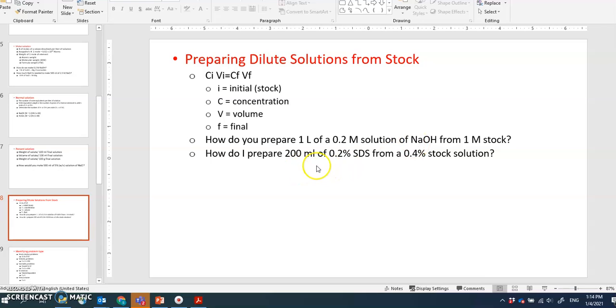Same way with this. If it's a percent, same way. 0.2% SDS times final volume, 200 ml, equals 0.4% times unknown volume of that. So solve the equation for unknown volume. Then you figure out how much of the stock solution you need.